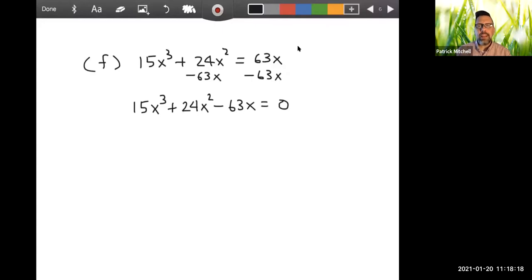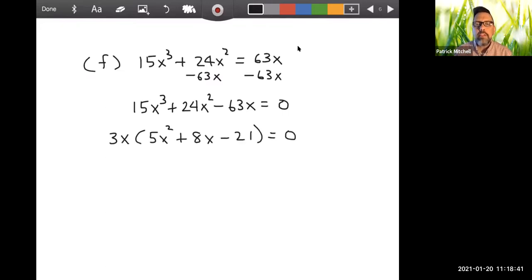All right, and now I need to factor that thing. That thing does have a GCF. The GCF is 3x, isn't it? And when I factor out 3x, I am left with 5x squared plus 8x minus 21.